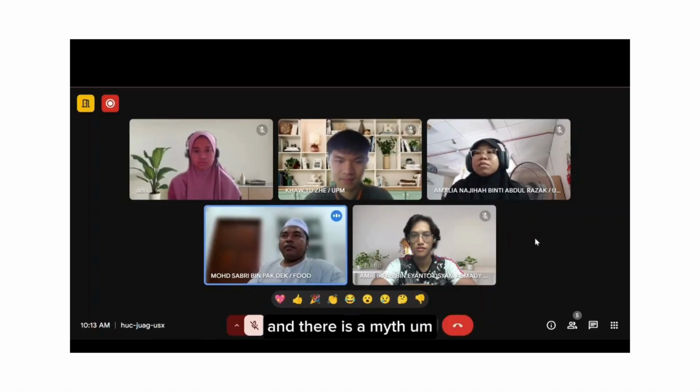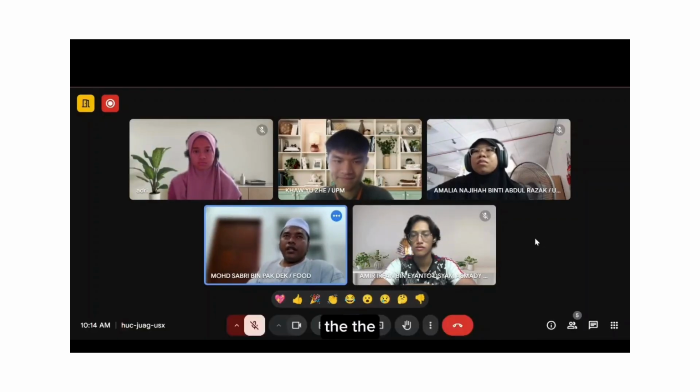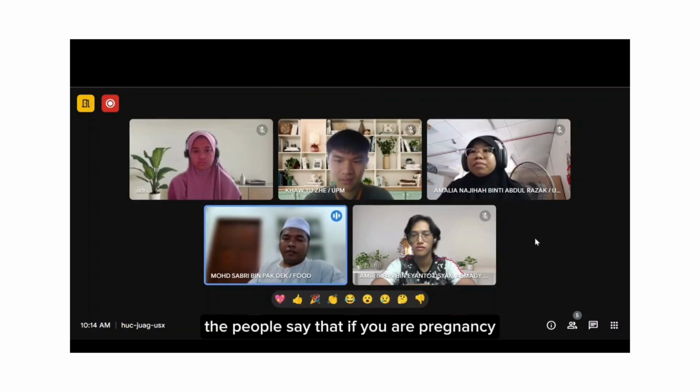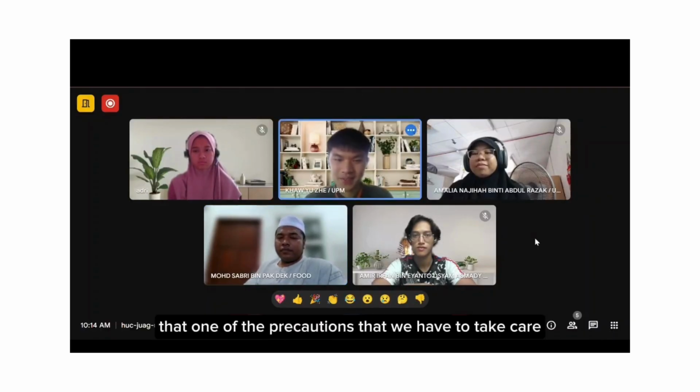And there is a myth for pregnant women, right? You cannot take pineapple because it can cause a miscarriage. I don't know if this is real or not, but there is a myth among people that if you are pregnant, you cannot take bromelain or any food high in proteolytic enzyme, to prevent miscarriage. I don't know if it is true or not because I'm not an expert in that area. So that is one of the precautions that we have to take care of.